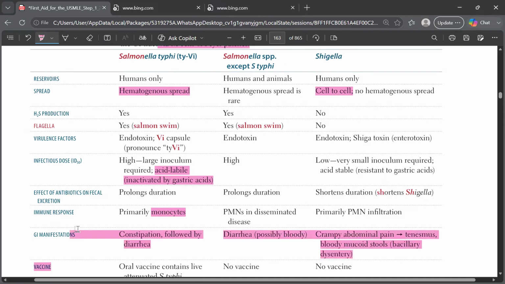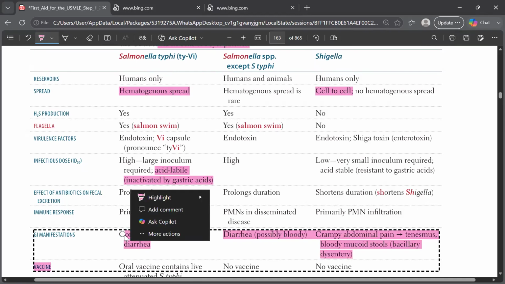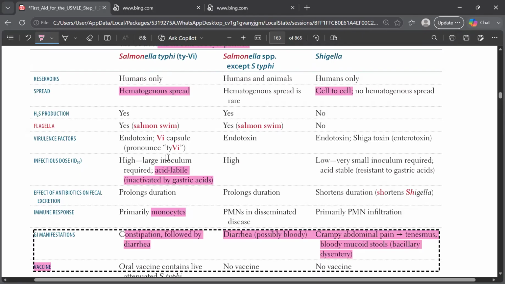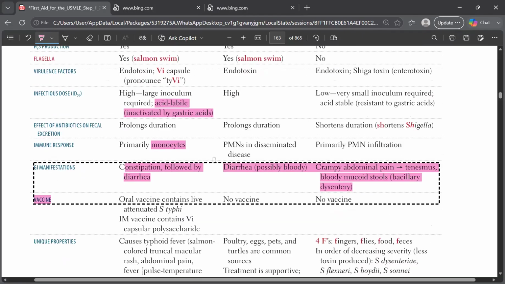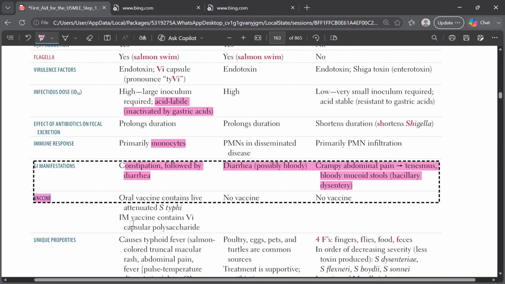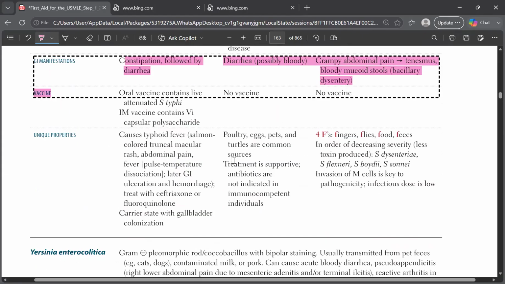Then we have GI manifestations that are constipation followed by diarrhea for Salmonella typhi, diarrhea possibly bloody for Salmonella except Salmonella typhi, and crampy abdominal pain that causes tenesmus, bloody mucoid stools, bacillary dysentery for Shigella. Then we have vaccine. For Salmonella typhi, oral vaccine contains live attenuated S. typhi. IM vaccine, intramuscular, contains Vi capsular polysaccharide. No vaccine for other Salmonella species or Shigella.